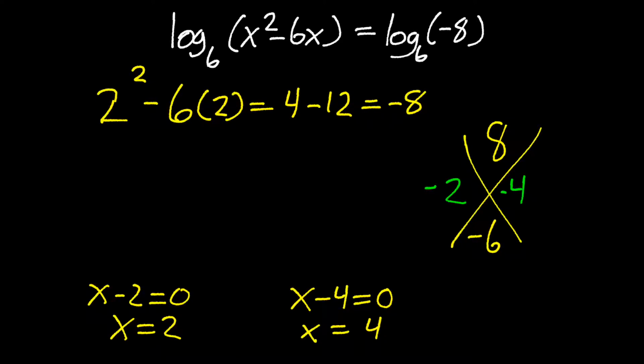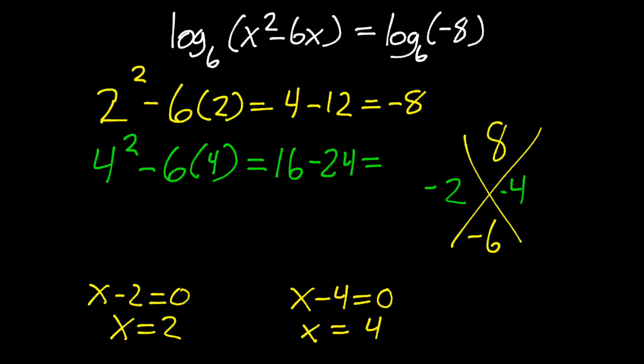Now let's check with 4. So if I have 4 squared minus 6 times 4, I'm going to have 16 minus 24, which also just so happens to work out to be negative 8. So we have two possible solutions for x here, 2 and 4. And that is the solution to this problem. It's a long one, but hopefully you got a lot out of it. Good luck on your future logarithmic equation solving endeavors.